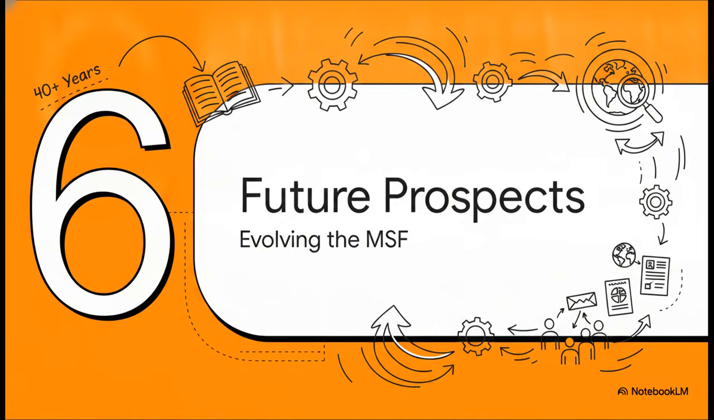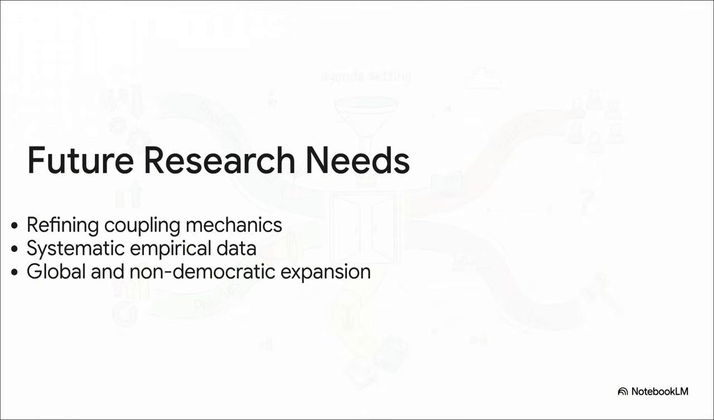Section 6, Future Prospects of MSF. Even though Kingdon laid this out in the 90s, it is far from a historical artifact. Researchers today are aggressively pushing the MSF framework forward. They're refining exactly how that coupling mechanic works, applying the theory to global and even non-democratic systems, and using hard quantitative data to map out the entire decision-making cycle.